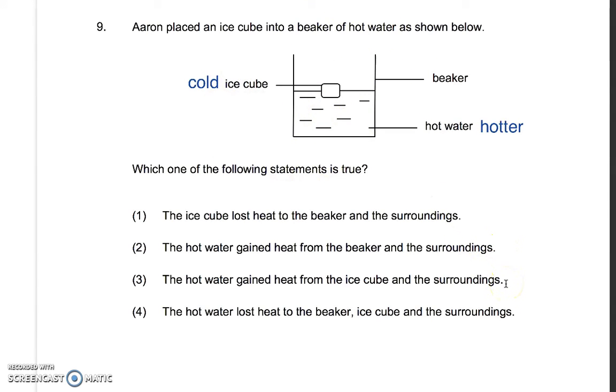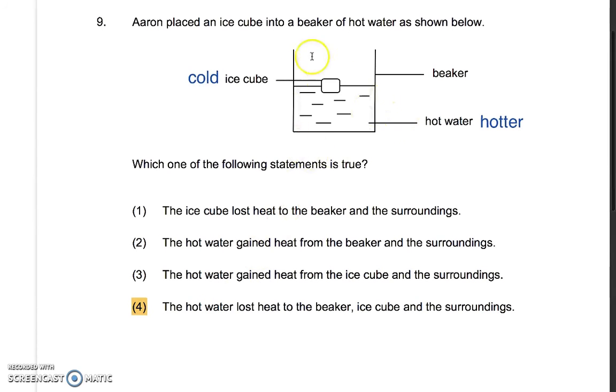Number 3, the hot water gained heat from the ice cube and the surroundings. So same thing, the ice cube is colder. So how is it able to gain heat from the ice cube? So this is also wrong. Alright. Last of all, the hot water lost heat to the beaker, to the ice cube, and to the surroundings. So yes, this is correct because hot water is hotter, so it is able to lose heat to anything else that is cooler. The ice cube, the beaker, and the surrounding air are all cooler than the hot water. So number 4 is the correct answer.